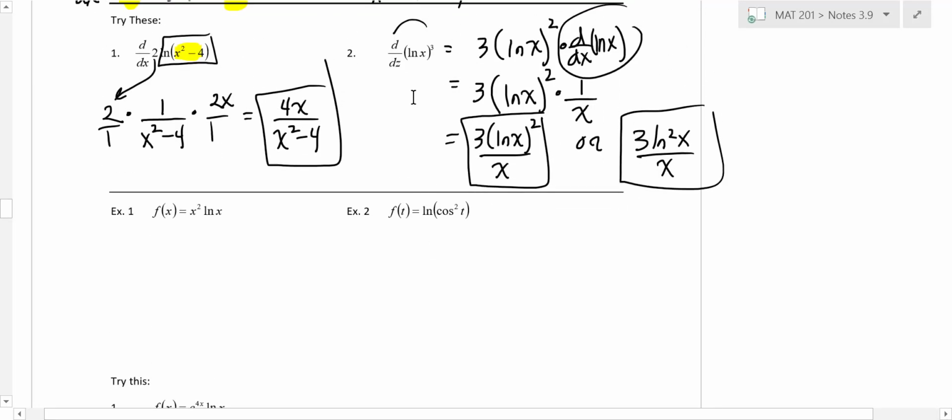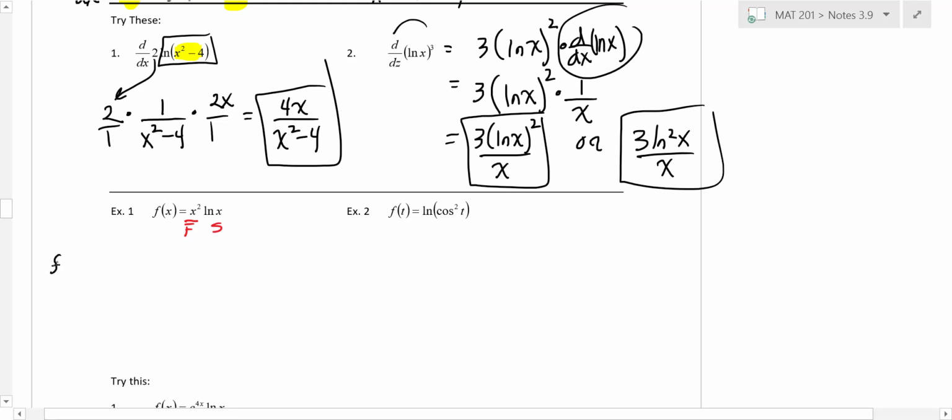Okay, let's go to this next one here. What kind of rule do you think would apply to this one? This is a product rule, exactly. Okay, that's your first function. That's your second function. So we got to do the product rule.